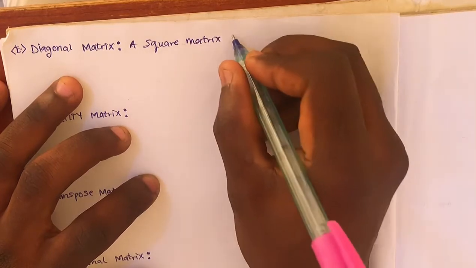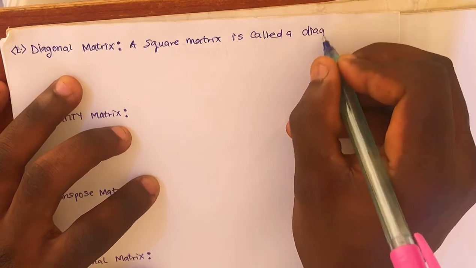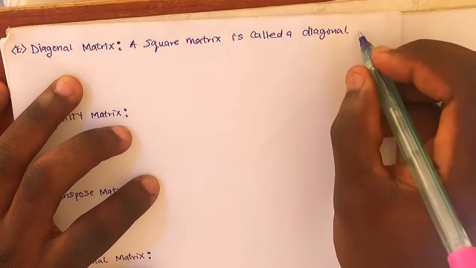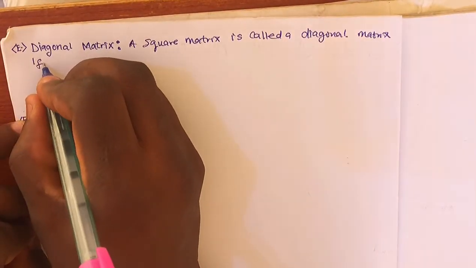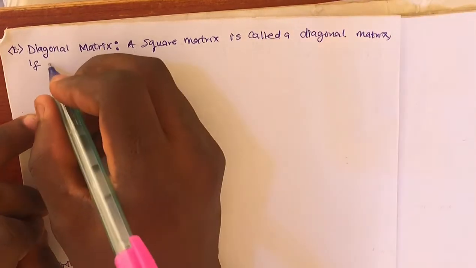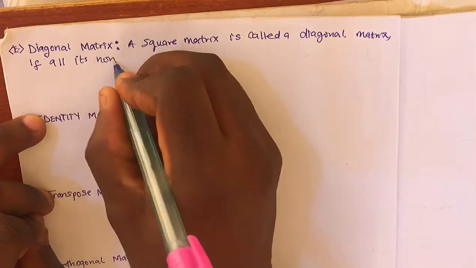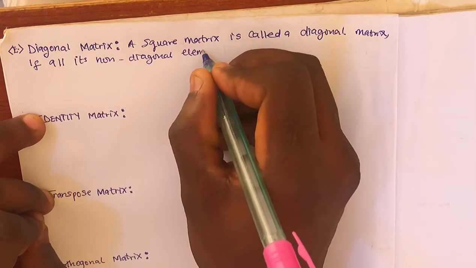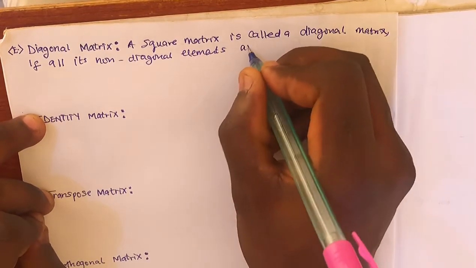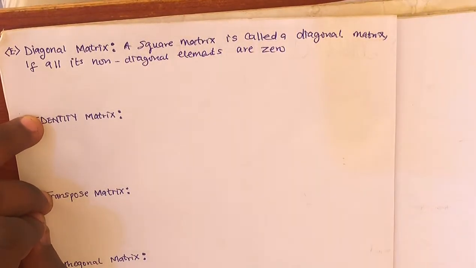So in this case, I will say a square matrix is called a diagonal matrix if all its non-diagonal elements are zero. So yes, a square matrix is just called a diagonal matrix if all its non-diagonal elements are zero.